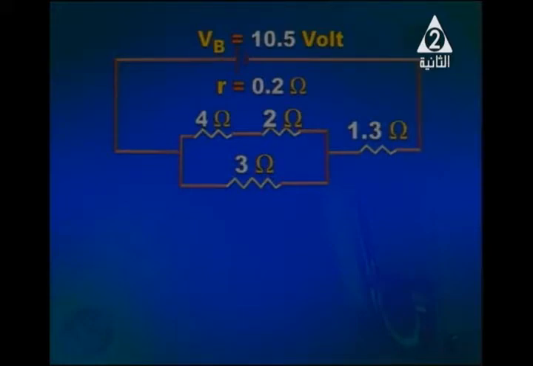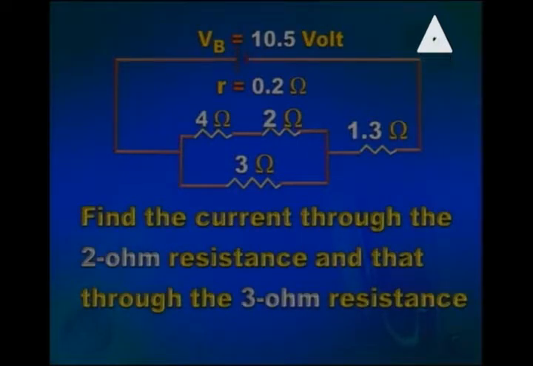Okay, in front of you, you've got a circuit which consists of a 10.5 volt battery of internal resistance 0.2. We've got 2 resistors connected in series, 4 and 2, and both of them are connected to a 3 ohm resistor in parallel. And the parallel combination is connected in series to 1.3 ohm. Find the current through the 2 ohm resistance and that through the 3 ohm resistor.